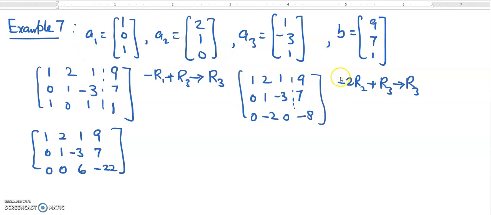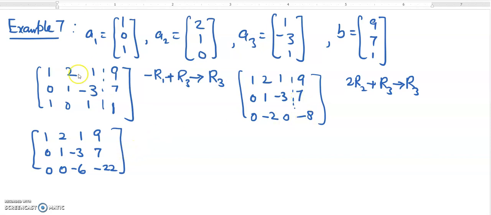Yes, actually there is some mistake here. The second row should be multiplied by plus 2. Okay, and then it will be good. So if it is multiplied by plus 2, then it will be 2, and then 2 minus 2 will be 0, and then it will be minus 6 over here, and then it will be 14, and then 14 minus 8 is 6.